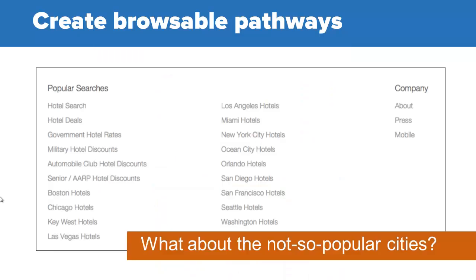And another thing is, this only shows the very popular searches. What about the not so popular ones? What if I want to go to Portland? What if I want to go to Sacramento, California? What about those cities? I can bet you that the site's not ranking well for those other cities because the search engines can't get to that content.